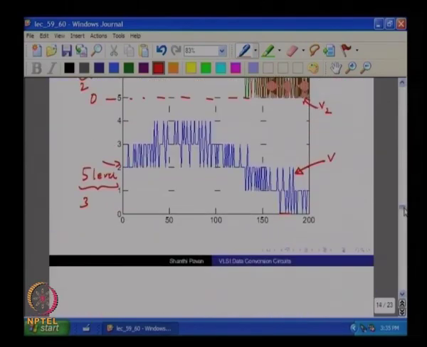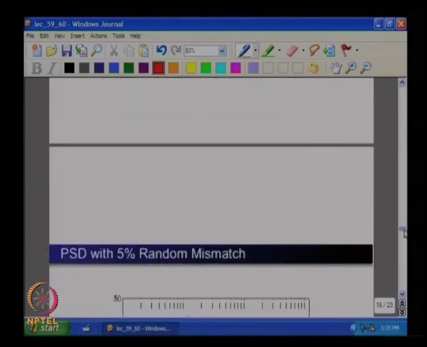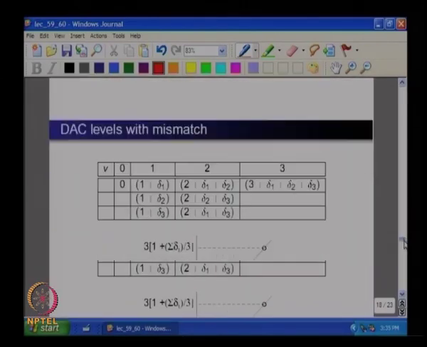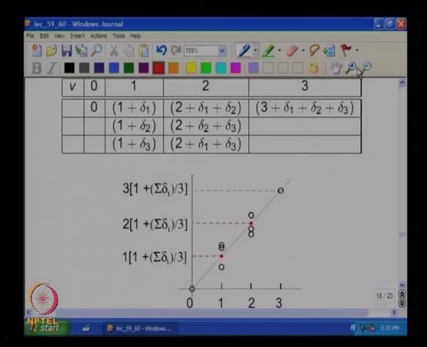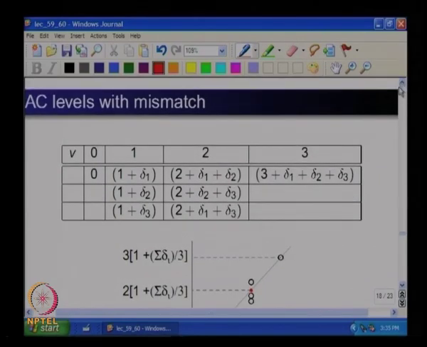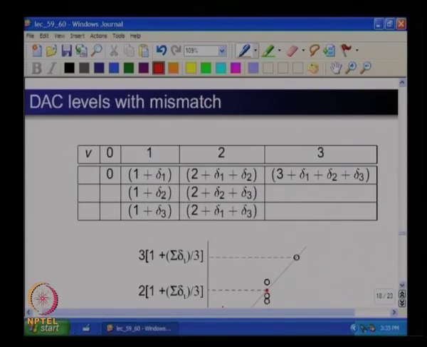But the original thought process behind mismatch noise shaping is somewhat different. I will again illustrate this with our 4 level example.